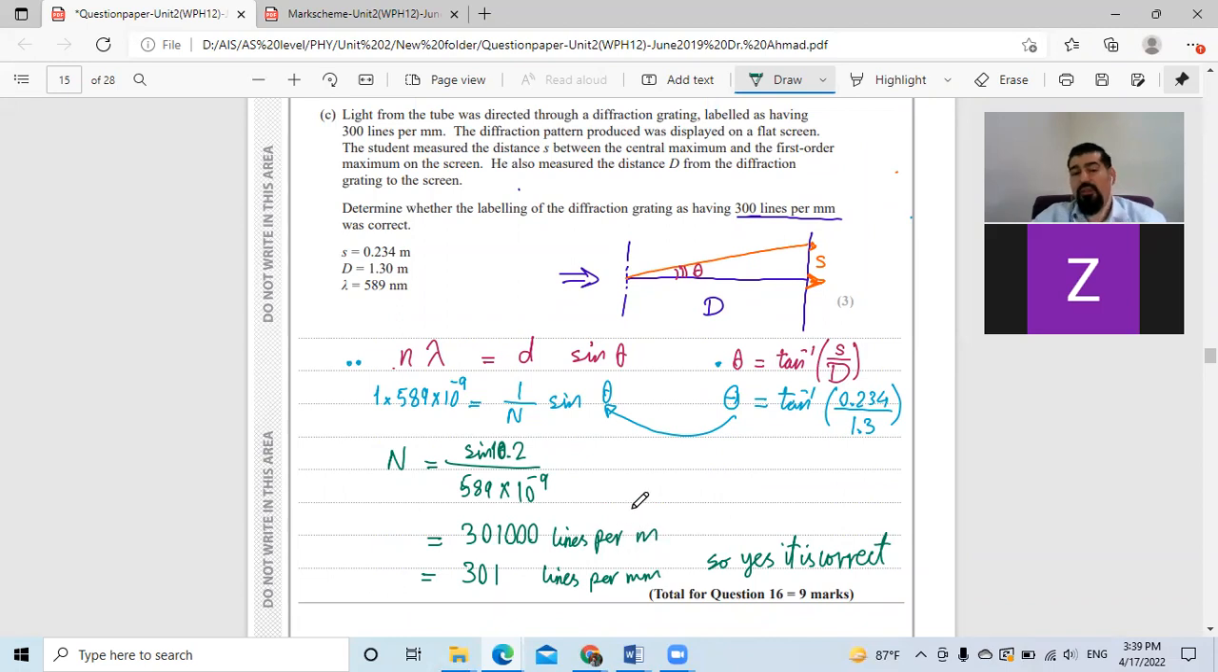300 lines and 301 lines, they are approximately the same. Maybe he made a mistake in the measurements. Okay, 1.3, or it's not exactly 1.3.